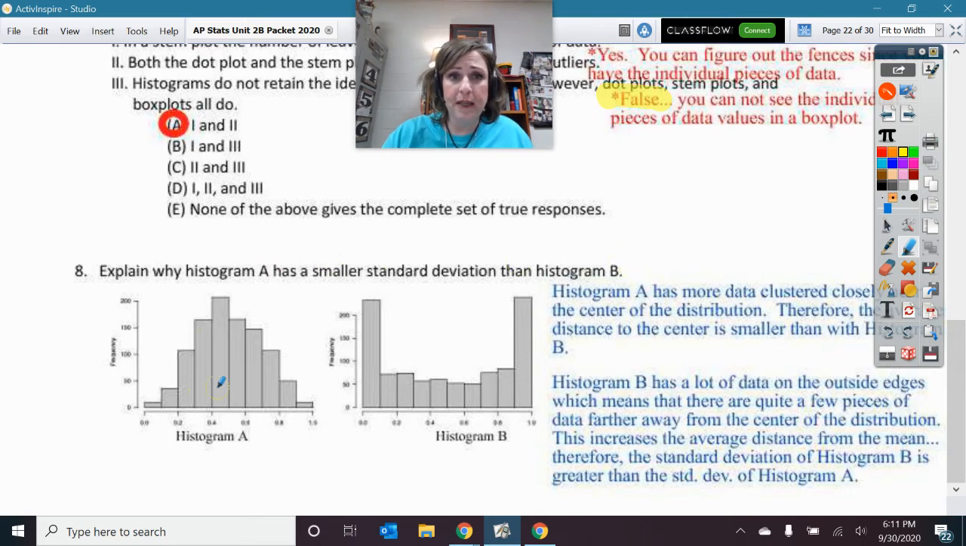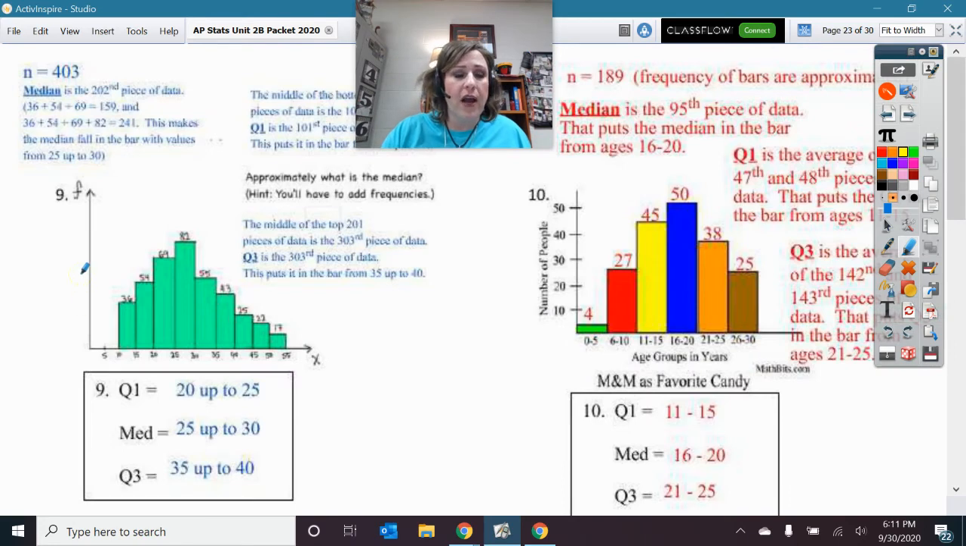Well, simply, histogram A has data more closely clustered around the center, so the average distance from the mean is less. But histogram B has high frequencies, large amounts of data on these outside edges that are farther away from the middle, so that average distance from the mean is greater in histogram B. All right. We talked a lot about today how to do this.